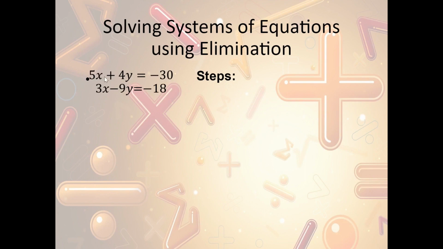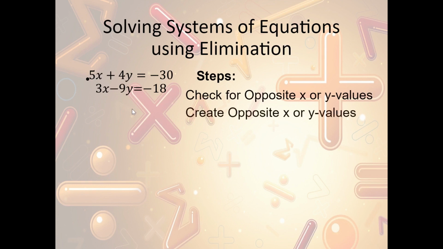So it says 5x plus 4y is equal to negative 30 and 3x minus 9y is equal to negative 18. So we begin, like always, by checking for opposite x values or y values. 5 and 3 are not opposites and 4 and 9 are not opposites. So we're going to have to create opposite x or y values by multiplying.